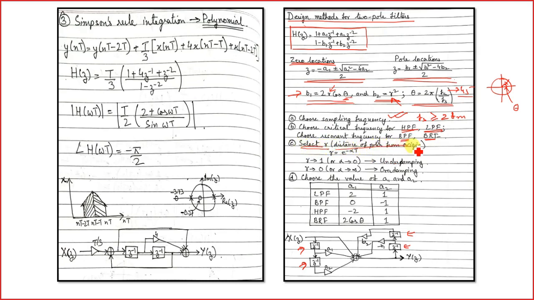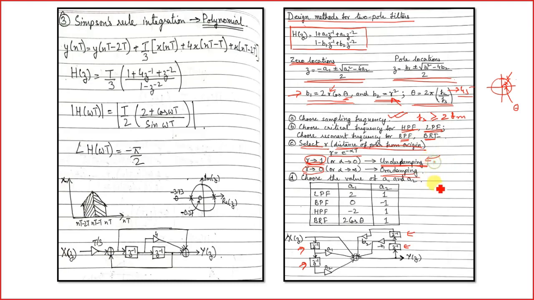It is the distance of the poles from the origin, and R is given by R equals e to the power minus alpha t. Where R is equal to 1, your poles are present on the frequency axis and alpha becomes 0. That is called underdamping. Underdamping means the oscillations or amplitude will be higher when R is tending to 1. On the contrary, when R is near 0, it is called overdamping, that means the effect of the pole is getting minimized.